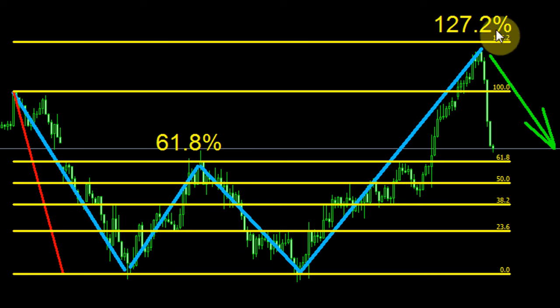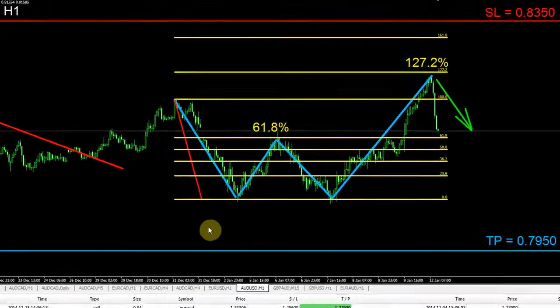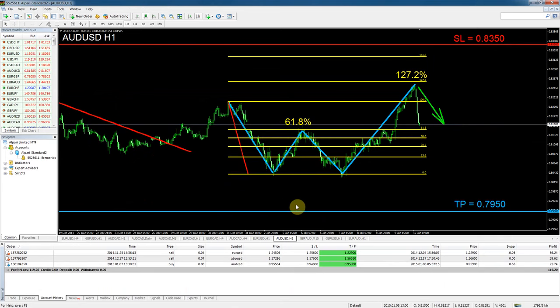In fact, this ratio can be a bit different. It can be the full 161.8%. It can be another harmonic ratio. But the fact is that there are harmonic ratios involved multiple times in these formations. Regardless of the fact that nobody knows why that happens, you can still take advantage of them and use them as strong signals for you to enter the market. So in this instance, we have a strong sell signal.